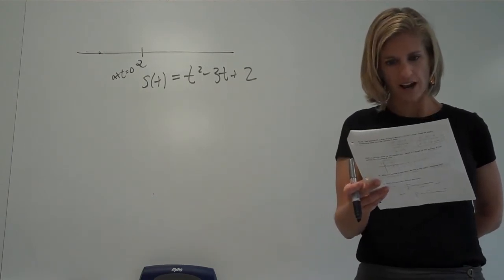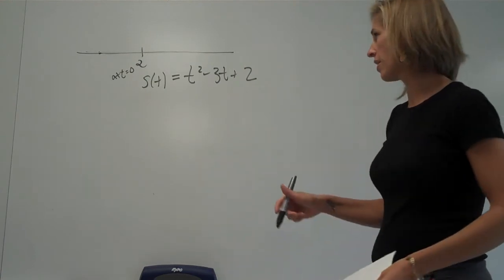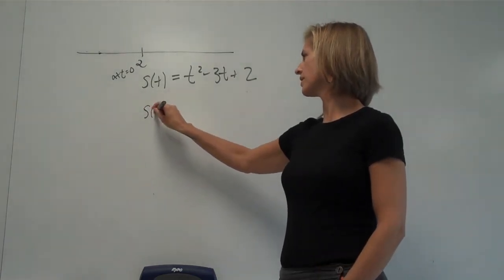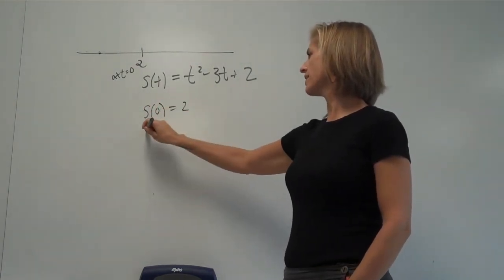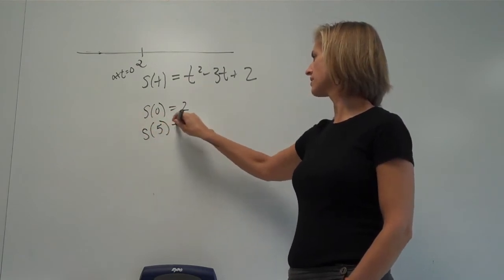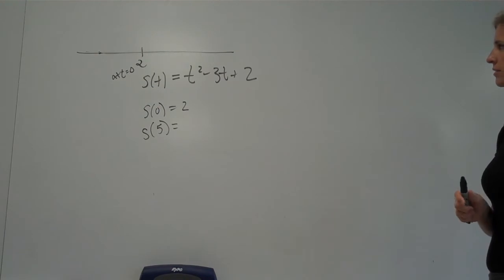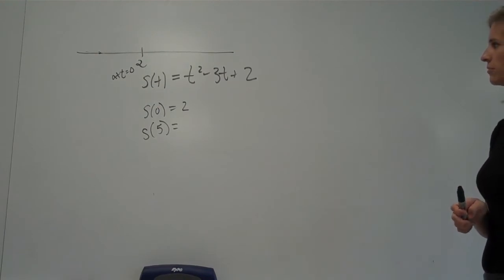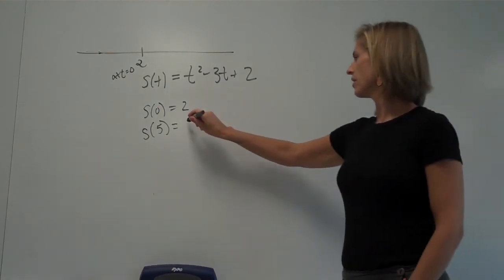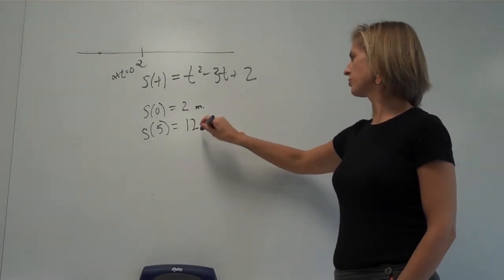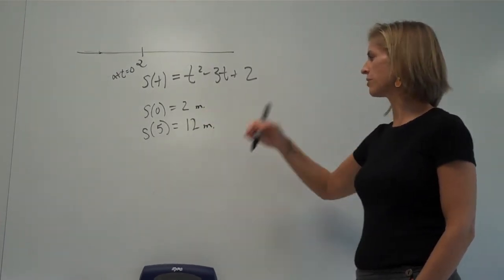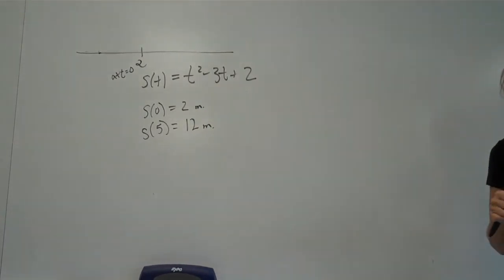So let's find out where you are at t equals 0, which we already did. And let's find out where we are at 5 seconds. So at 5 seconds, we are at 12. Yep. And this is like meters or whatever. So we started at 2 meters, now we're at 12 meters. So what's the total displacement? 10.